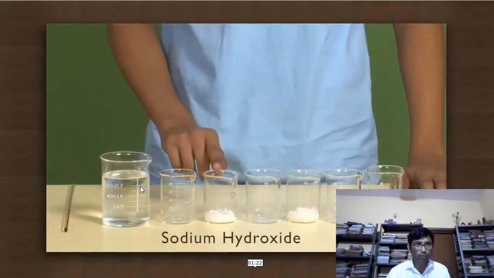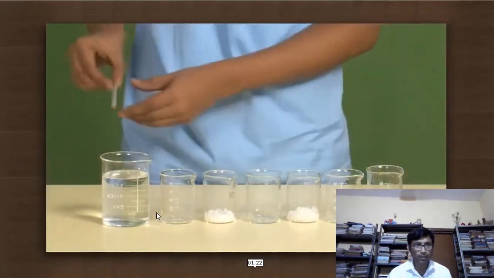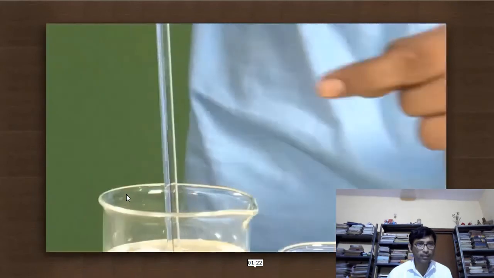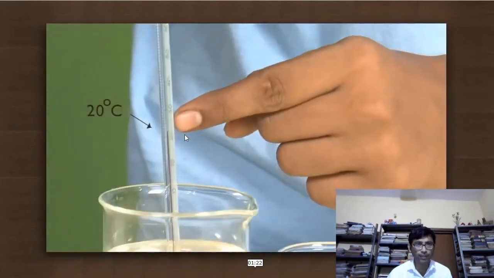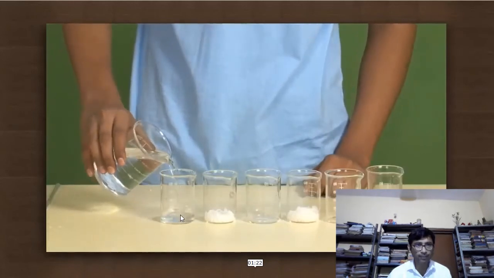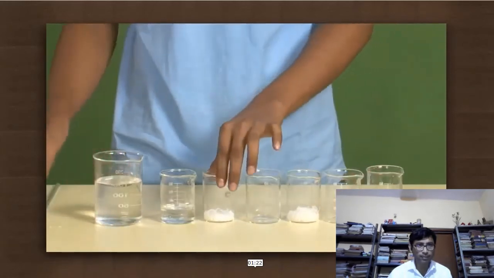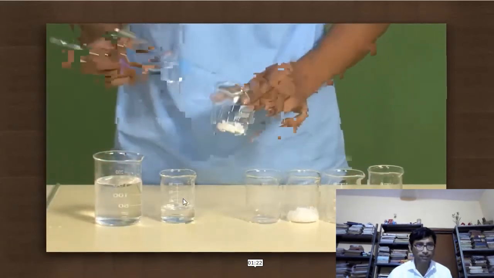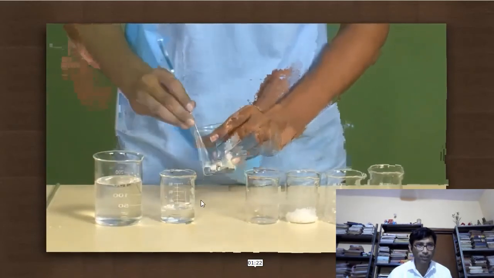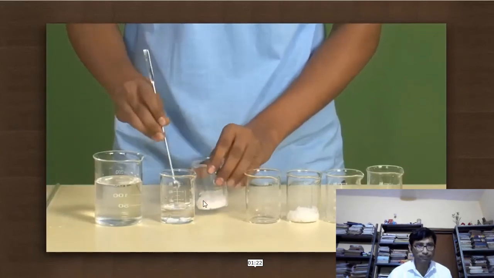So here we have water, sodium hydroxide, ammonium nitrate, and sodium chloride. Now first we are going to see the temperature of water. The temperature of water is about 20 degrees Celsius. Next we are going to put this water in a beaker and add this sodium hydroxide into water. So you take up some sodium hydroxide and put it in water. I'm going to stir it and mix it properly.